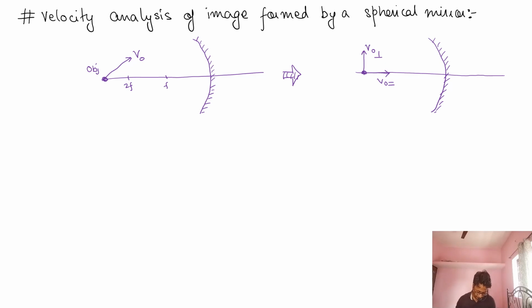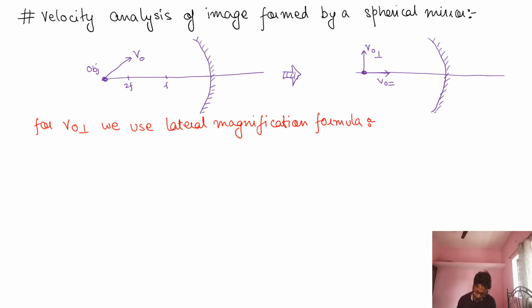Now for the velocity that is perpendicular to the axis, we use the lateral magnification formula. Lateral magnification means the magnification found perpendicular to the axis. We use the lateral magnification formula.